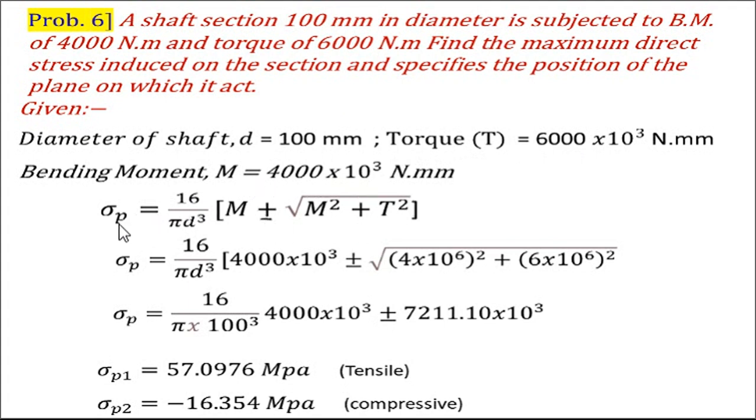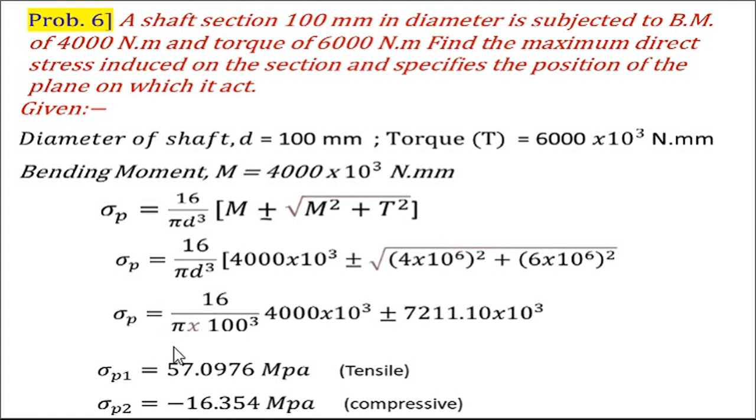So first of all we determine the sigma P, that is the principal stress. So 16 divided by pi d cube, directly the formula is given. In the earlier slide we have derived this formula: M plus or minus square root of M square plus T square. If you put the bending moment M, d is the diameter of the shaft, and capital T is the torque applied on this particular shaft. So all these values are given.